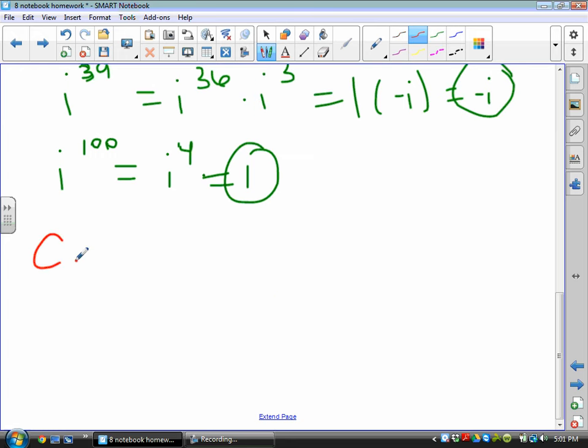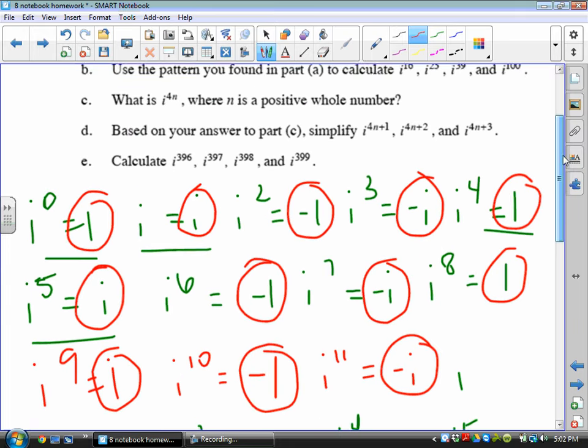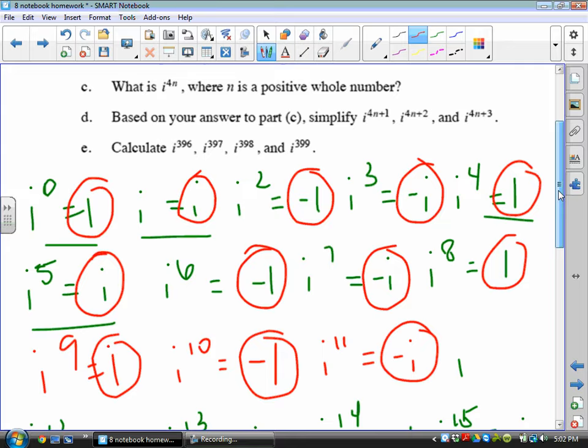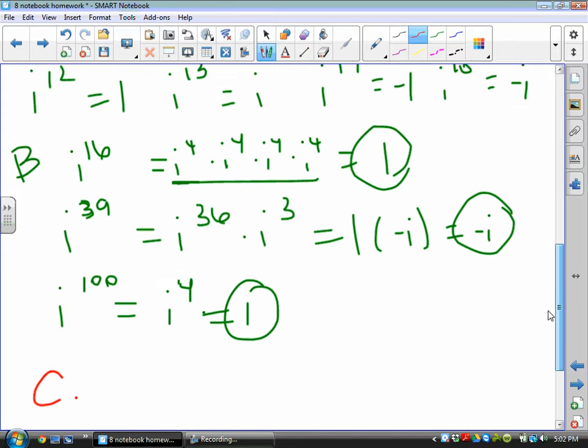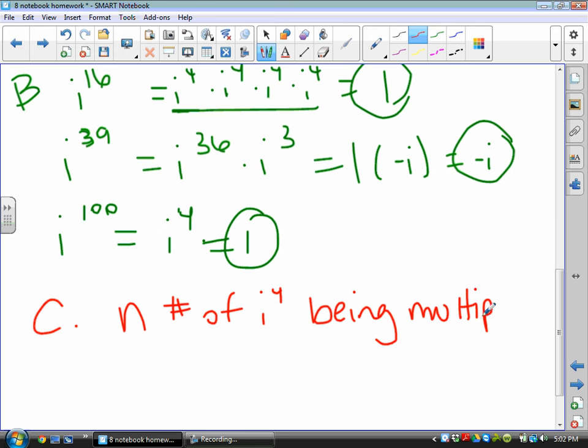let's see what that says. Okay? What is i to the 4n, where n is a positive whole number? That just is basically saying what we just said for i to the 16th and i to the 32nd and i to the 100th. It basically means I have n number of i to the 4ths being multiplied. And that's all that means.